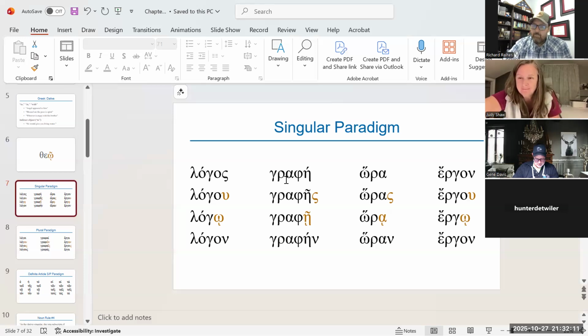So horan, what is the gender? Feminine. What is the case? Accusative. What is the number? Singular. Translate it for me. Hour. And what is the lexical form? Hora. Very good.